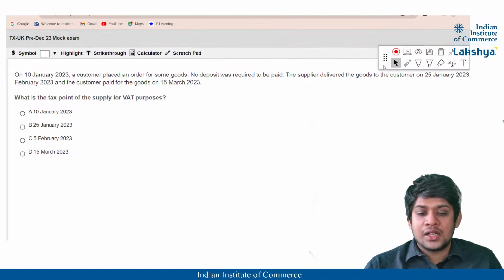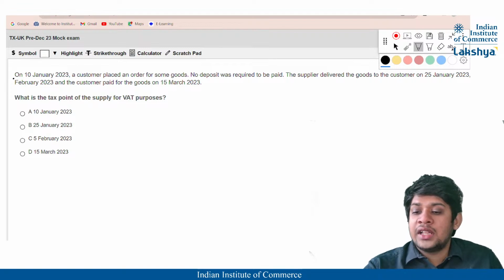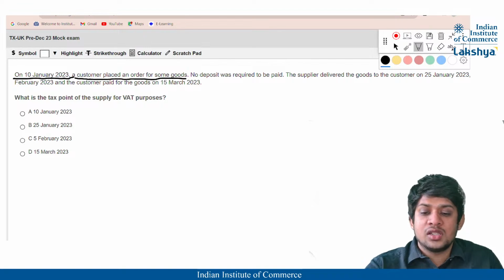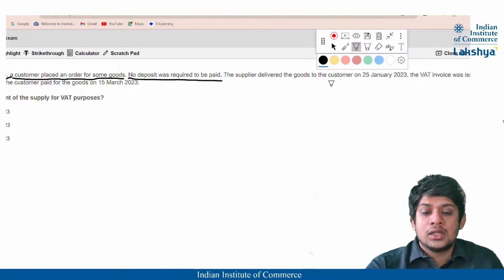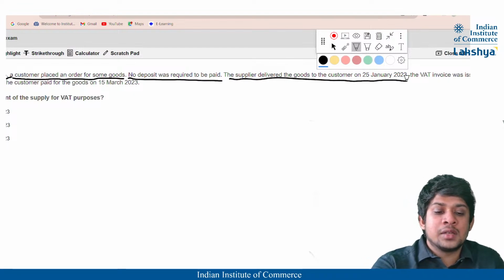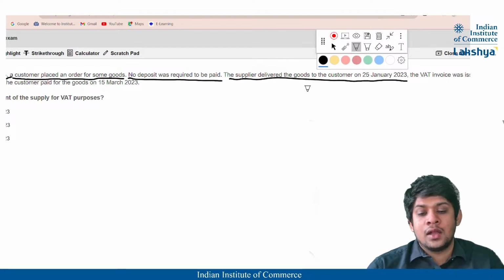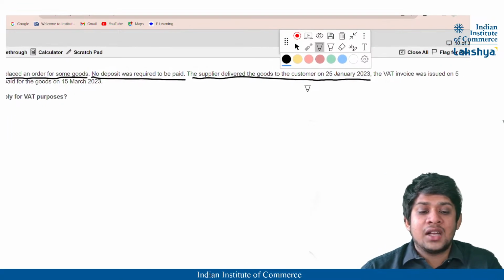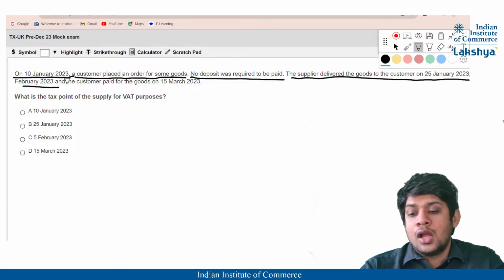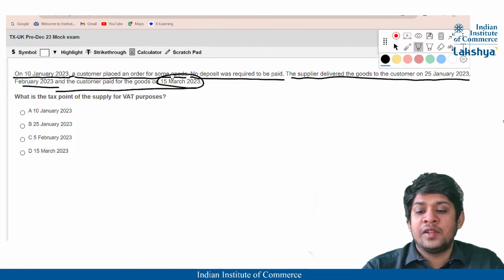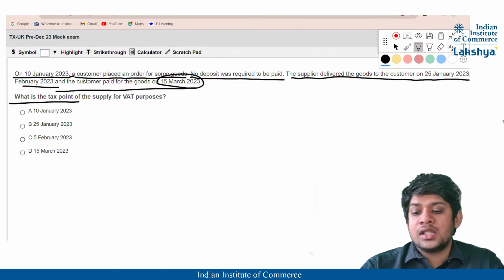Okay. So let us look at this scenario now. On 10th January 2023, a customer placed an order for some goods. No deposit was required to be paid. The supplier delivered the goods to the customer on 25th January 2023. The VAT invoice was issued on 5th February 2023. And the customer paid for the goods on 15th March 2023. What is the tax point of the supply for VAT purposes?